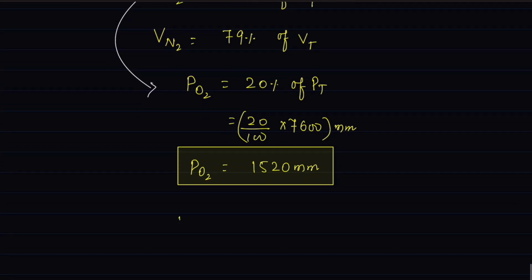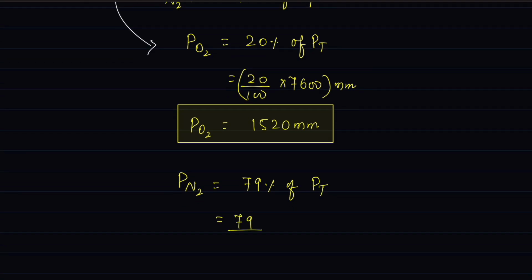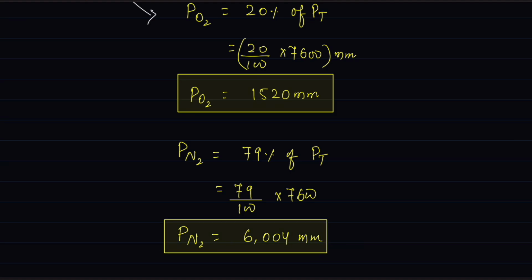Similarly, the pressure due to nitrogen is 79% of total pressure, it's equal to 79 by 100 into 7600. So pressure of the nitrogen is 6004 mm. So now we have the pressure of the oxygen and nitrogen, we found it. Now in the second part, we need to find the mole fraction of oxygen and mole fraction of nitrogen.